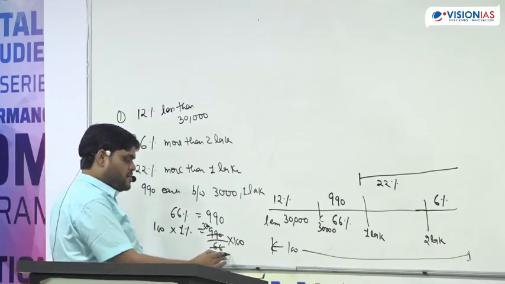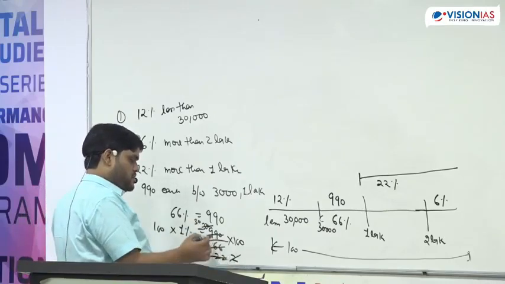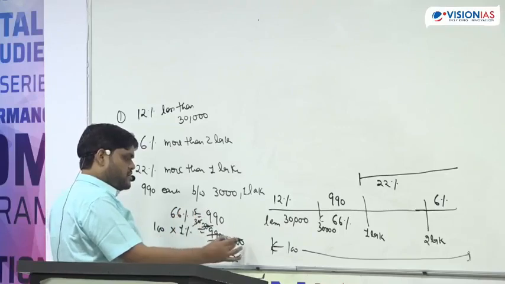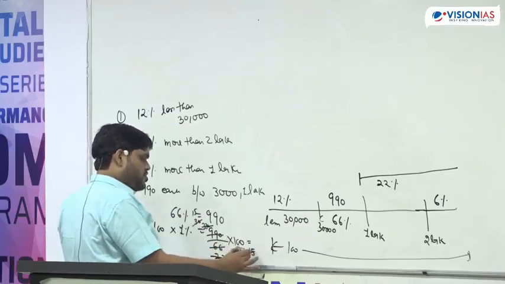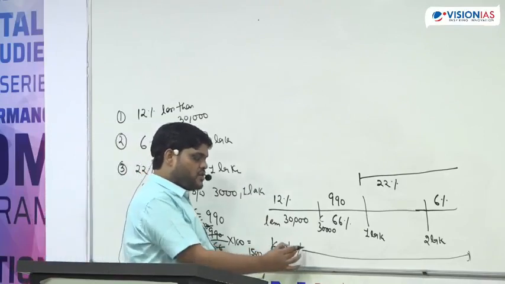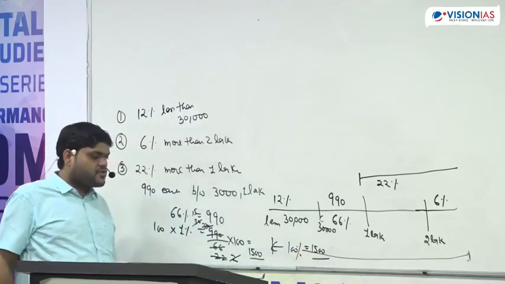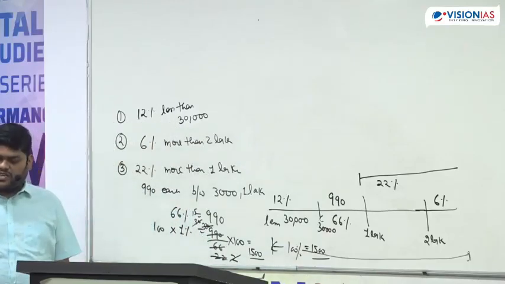Then 11, 2, 30, 15, this will be 1500. That means 100% value is equal to 1500. Now what is the question?